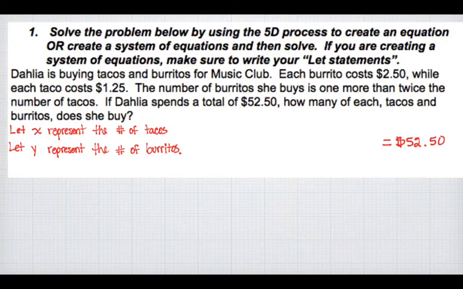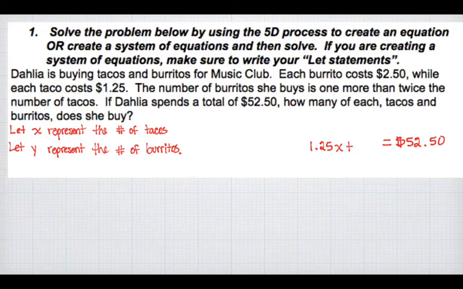Well, now let's look at how much each taco costs, because we'll start with x, right? X represents the number of tacos. So each taco costs $1.25. Well, then I got to multiply $1.25 times however many tacos I have. And I have x number of tacos. So the total amount that Dalia is going to spend on tacos is going to be $1.25 times x tacos. So I'm going to write 1.25 times x. And that's going to be how much she spends on tacos.